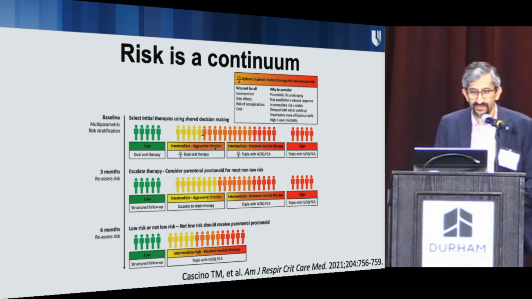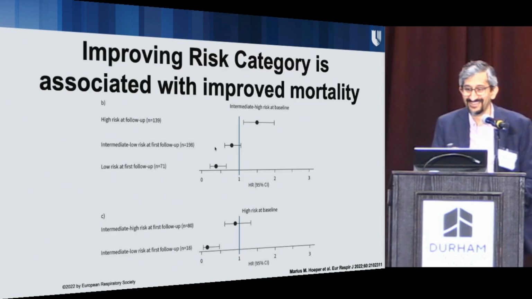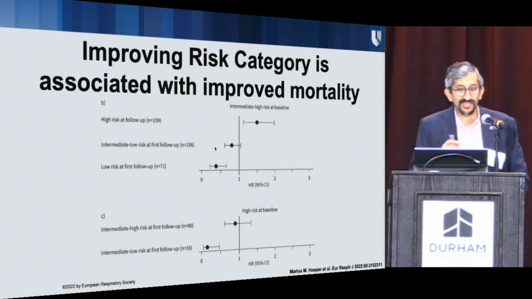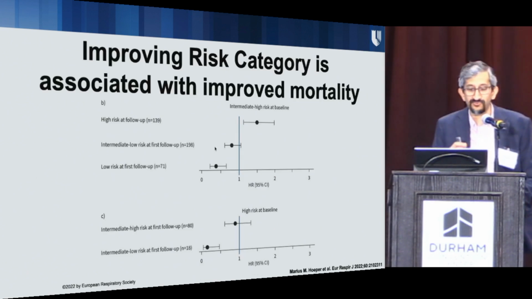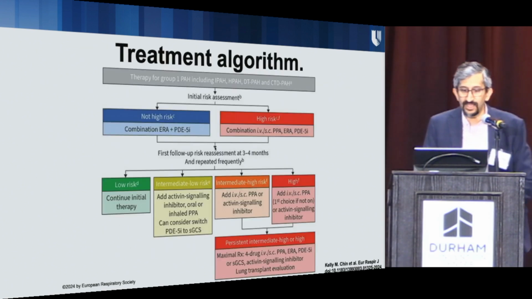And Val recognizes this slide, and I'm sure she'll show it in the next presentation. But again, improving risk category is associated with improved mortality. So there's strong data supporting this approach of treating based on risk. Now, how about the therapies?